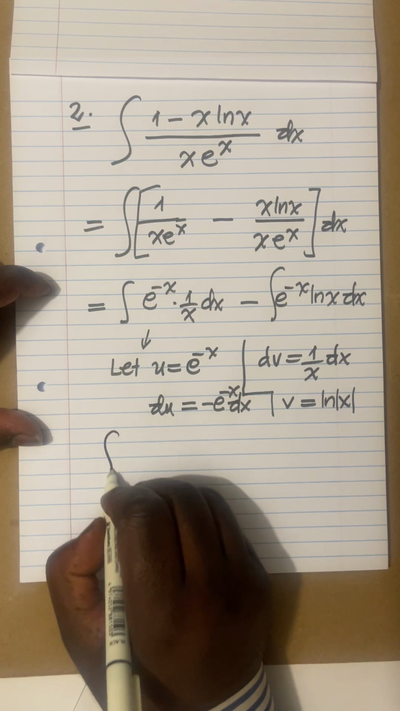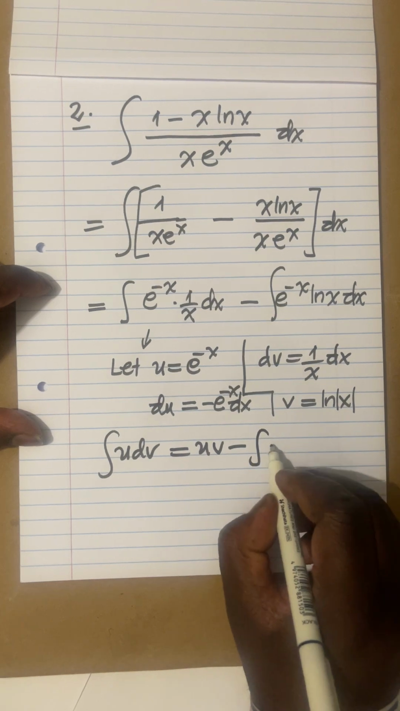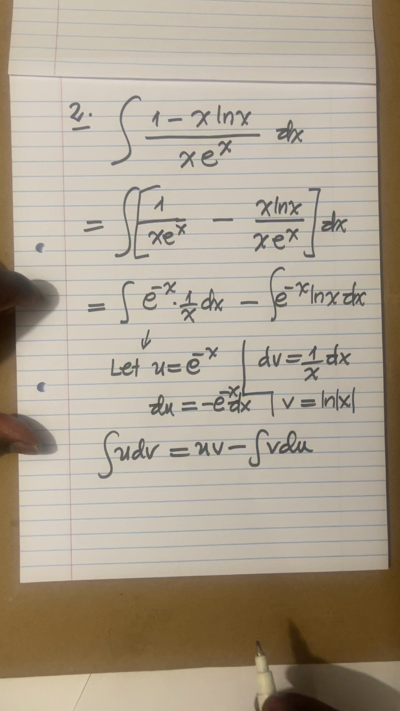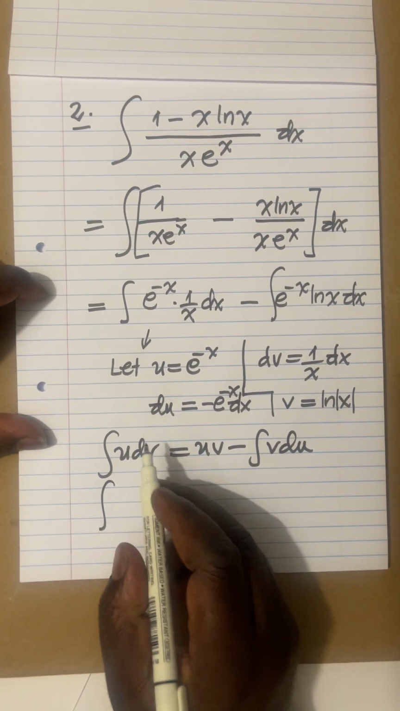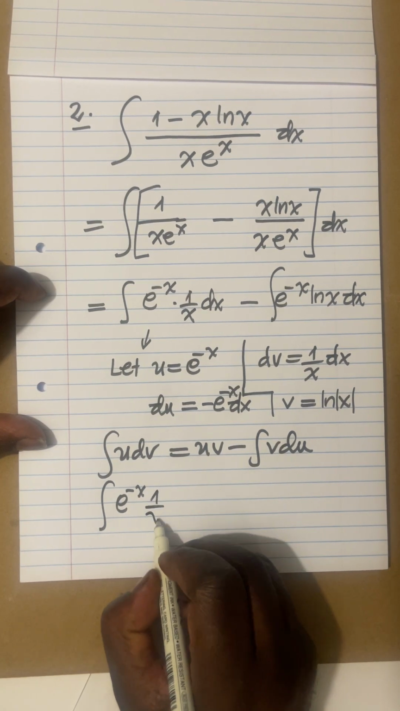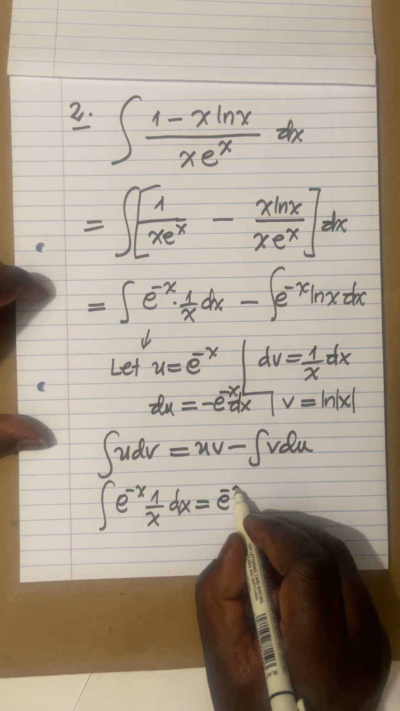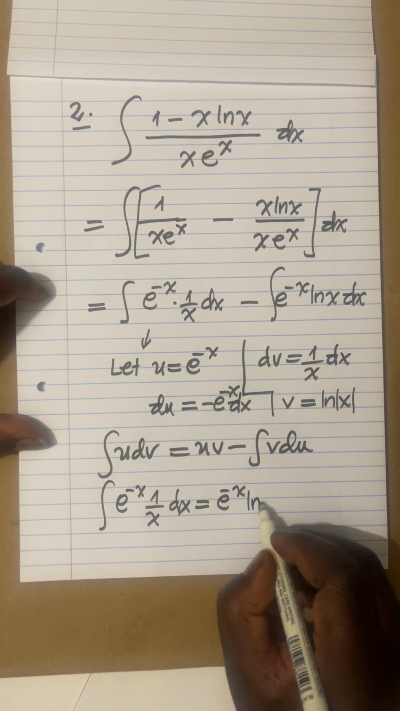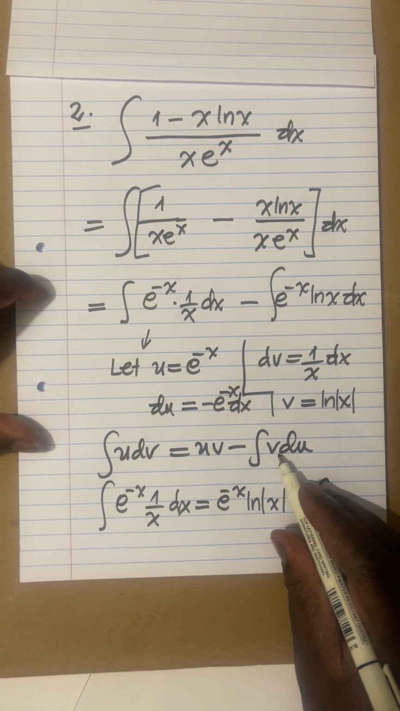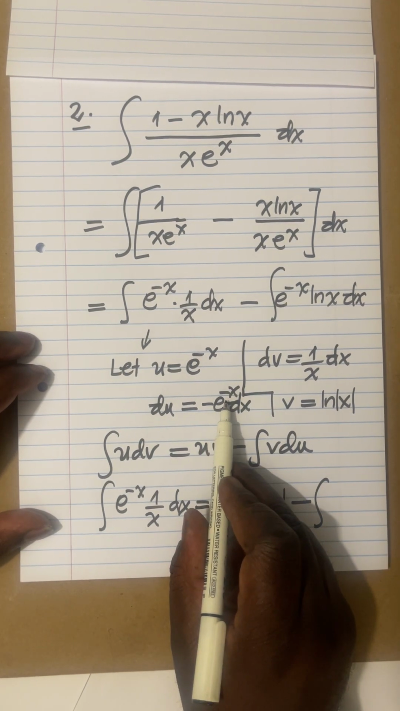What does it say? The integral of u dv equals uv minus the integral of v du. Remember, we're focusing on this integral here. So this is the integral of, what is u? e to the minus x. What is dv? 1 over x dx. This is equal to, what is u? e to the minus x. What is v? The natural log of x. There it is. Minus the integral of, what is v? v is the natural log of x. What is du? It is minus e to the minus x dx.